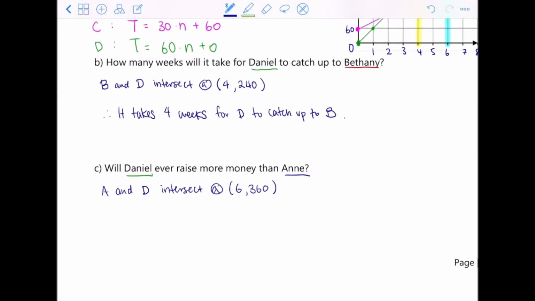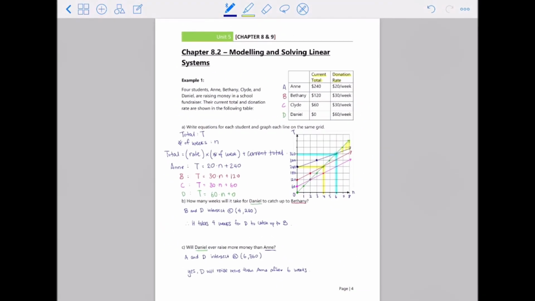Okay, so we have to write this in Word. So yes, Daniel will raise more than Anne after 6 weeks. So this is for example 1.